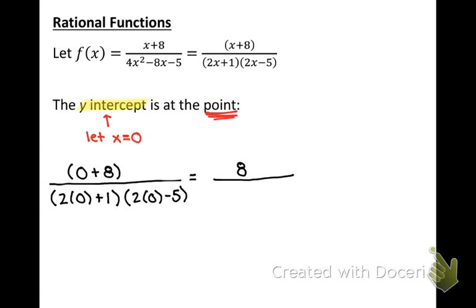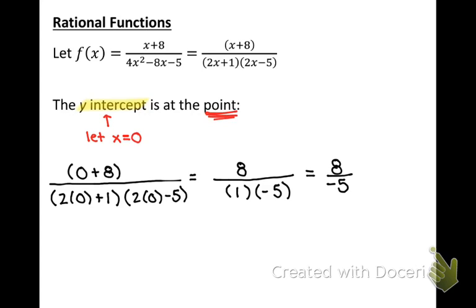In my denominator, 2 times 0 is 0, plus 1 would give me a 1. And in my other set of parentheses, 2 times 0 is 0, minus 5 gives me a negative 5. So this would simplify to 8 over negative 5. We're not done quite yet, though.